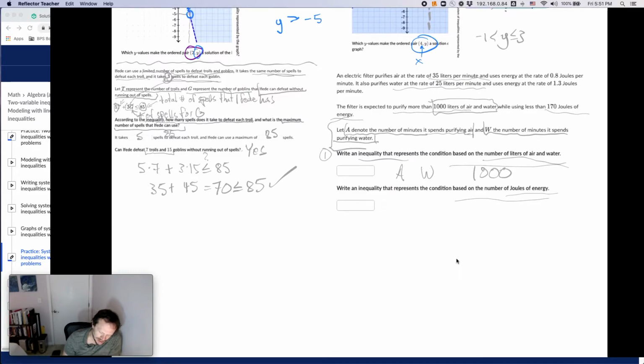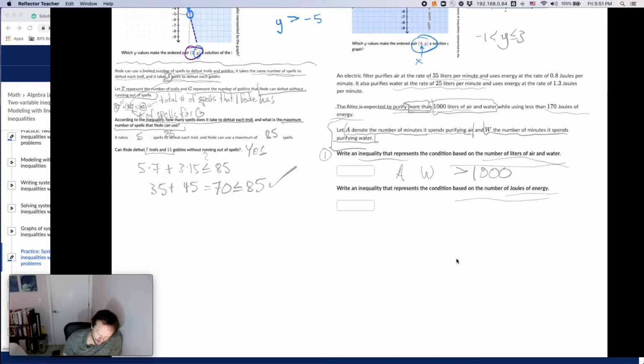Now the thing with the A's and W's, is that going to be less than 1,000 or more than 1,000? Well, it says the filter is expected to purify more than 1,000. So the A's and W's need to be greater than, and not greater than or equal to. No equals, because it doesn't say more than or equal to. It has to do more than 1,000. So we have some A's and W's greater than 1,000.